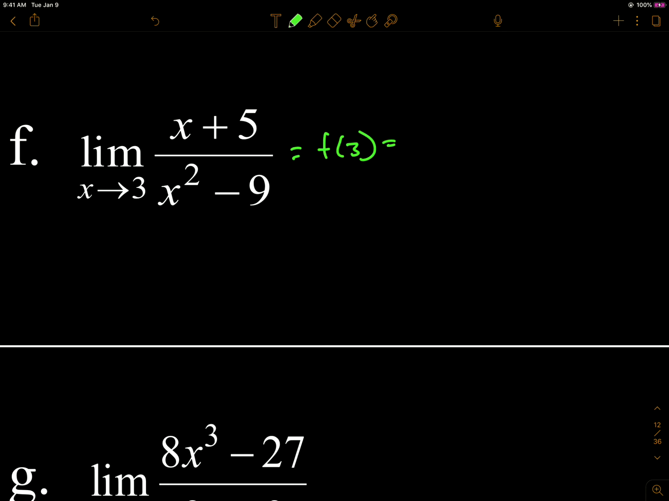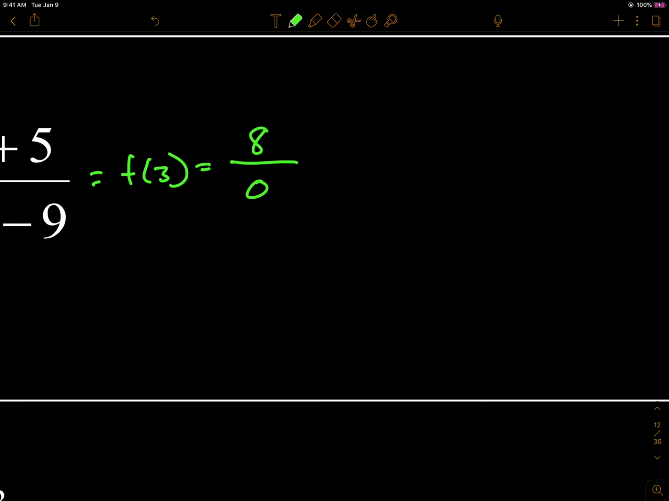I'm going to try 3 here. I'm going to get 8 over 9 minus 9, which is 0. And they're asking for the overall limit. So what do I know here? It is a non-removable discontinuity. That's a vertical asymptote. So we know that that limit does not exist.